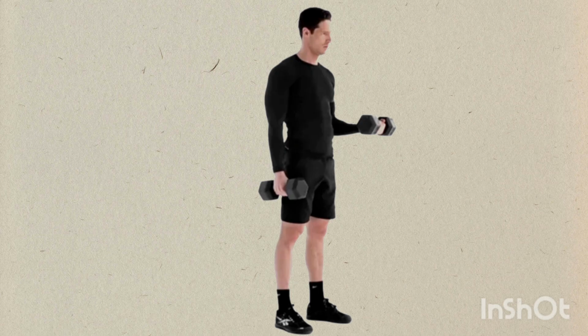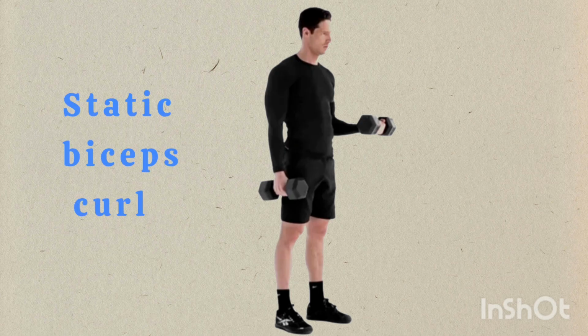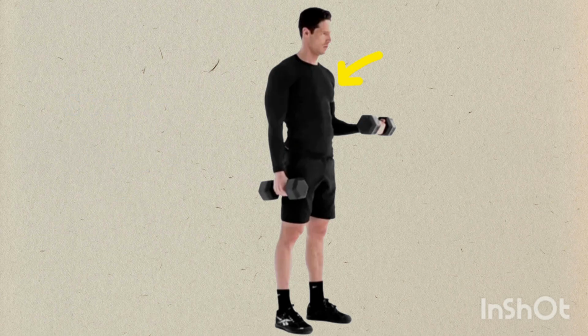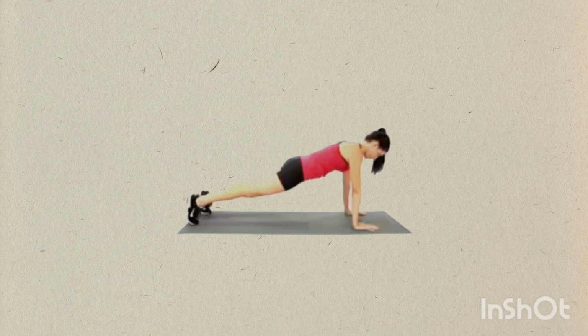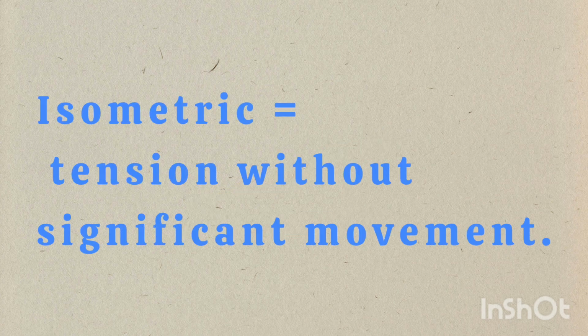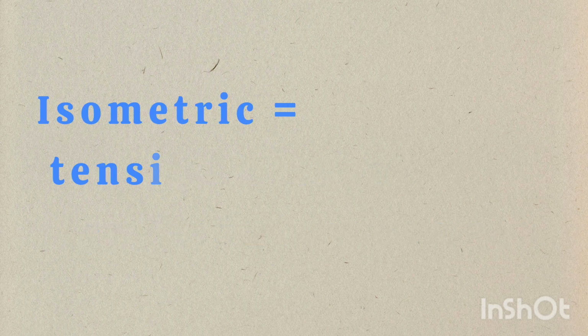A simple example is holding a dumbbell still with your elbow bent. Your biceps is producing force, but your elbow isn't moving. Another example is a plank. Your muscles are working to maintain your position even though there is little visible movement at the joint. So, isometric is tension without significant movement.